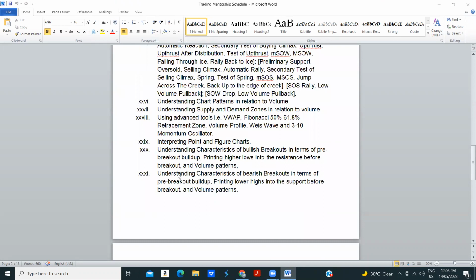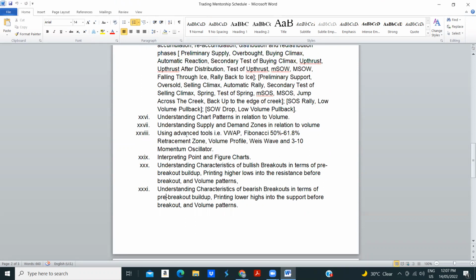Okay, so bearish breakout. I've told you about this pre-breakout build-up in the last video, right? Printing lower highs and support, volume patterns, you know about this, right? So now we will understand the supply and demand zones in relation to the retracement zones, volume profile, speed and momentum oscillator.